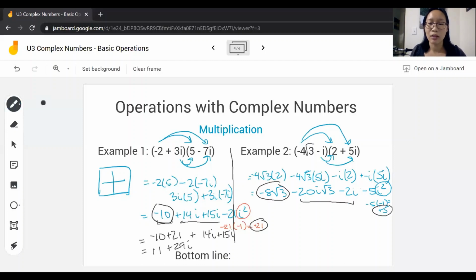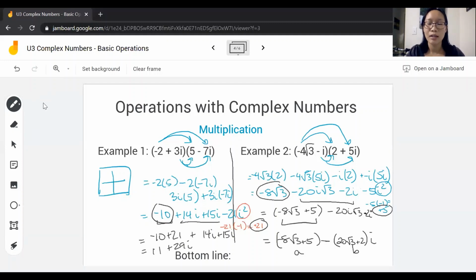I'm going to rewrite this so that my reals are together and my imaginaries are together. Since my first term can't be simplified anymore, I'm just going to recopy it exactly as is, and then this whole thing is my a. Then the second part, my imaginary part, I'm going to factor out a negative i, and then my inside becomes 20 root 3 plus 2. This is my b. The bottom line is that you're going to multiply complex numbers like you multiply binomials, and then remember that i squared is equal to negative 1, so your i squared term is actually real.